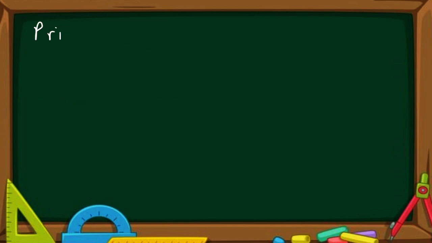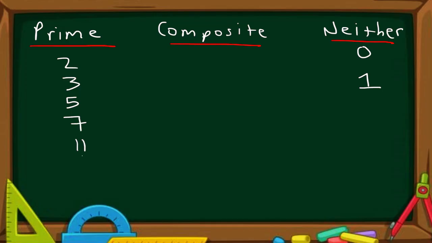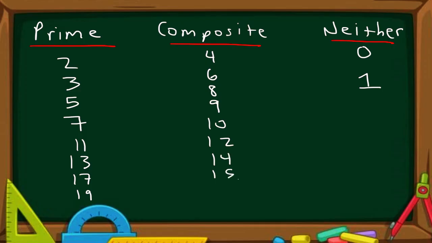So let's make a list of all the prime numbers and the composite numbers that are out there, and also those that are neither prime or composite. 0 and 1 are neither prime or composite. 2 is a prime number. You can only break down 2 into 1 and itself. 3 is a prime number, so is 5, then 7, 11, 13, 17, and 19. The only factors that will multiply to any of these numbers are that number and 1. Composite numbers include 4, 6, 8, 9, 10, 12, 14, 15, 16, 18, and 20.